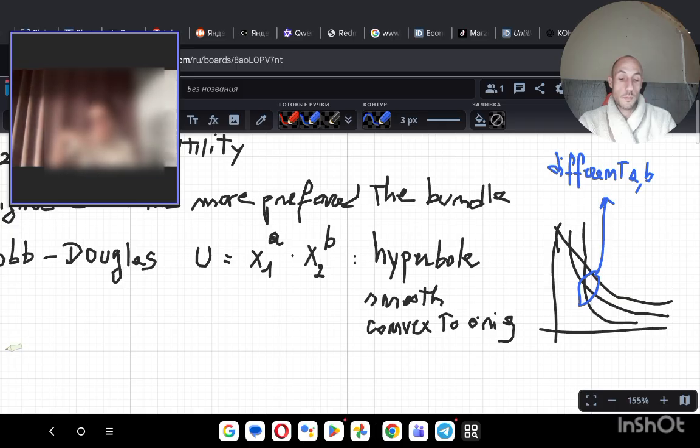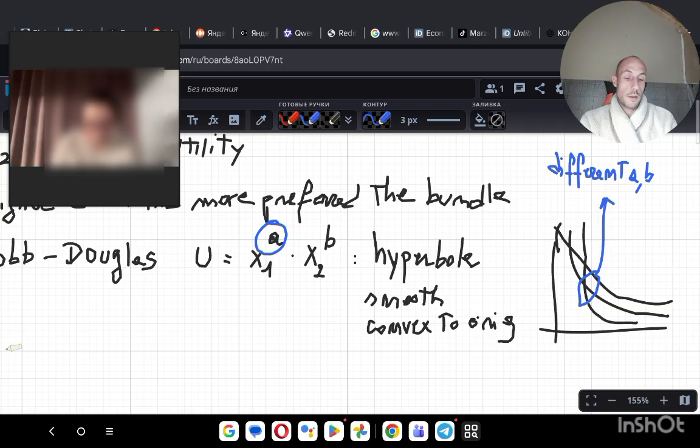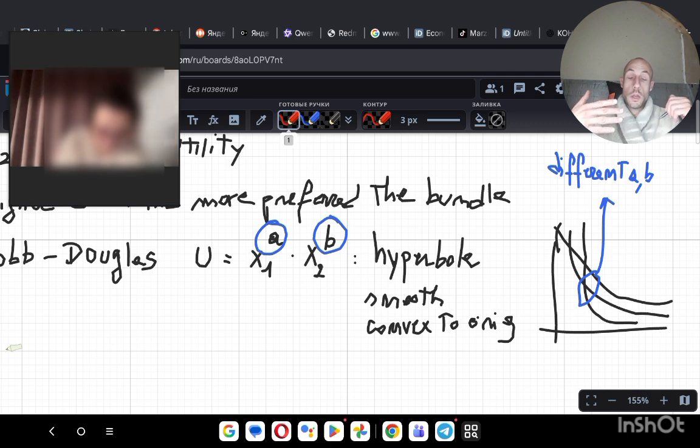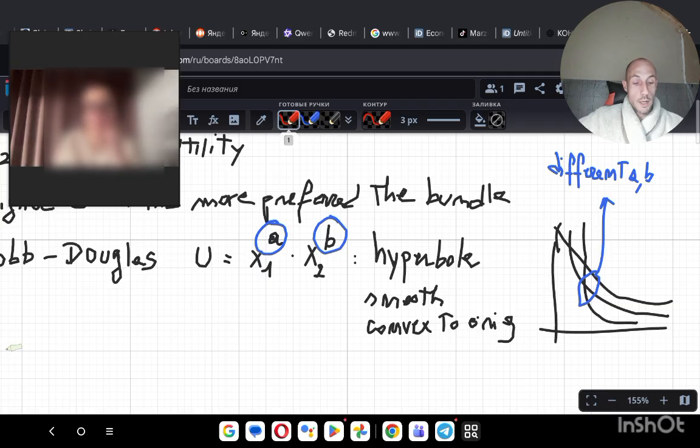Perfect substitutes. Maybe it's like a substitute that can be perfectly substituted, equally substituted with something else. Whenever we have perfect substitutes, it means that your indifference curve looks like a line, like this.